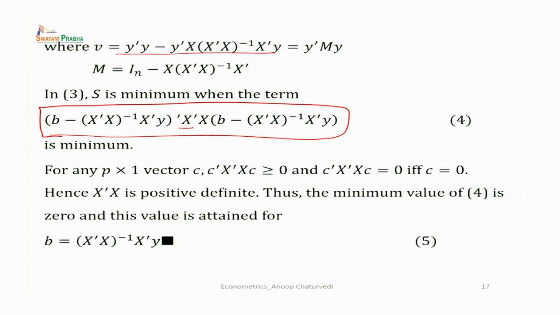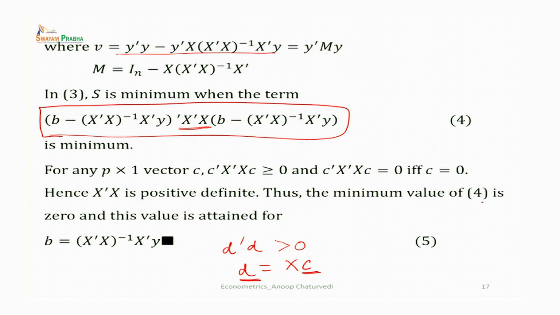Now, remember that this matrix X'X can be shown as positive definite. Actually, if you take any p cross 1 vector C, then C'X'XC can be written as D'D, where D is equal to XC. And notice that different columns of X are linearly independent. So, for any non-null vector C, D is also non-null, because different columns of X are linearly independent. And since D is non-null, D'D is greater than 0. This is equal to 0 if and only if C is equal to 0. So, X'X is positive definite.